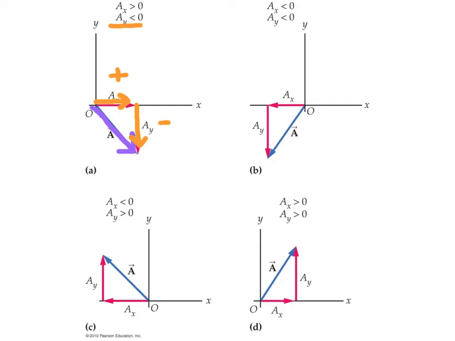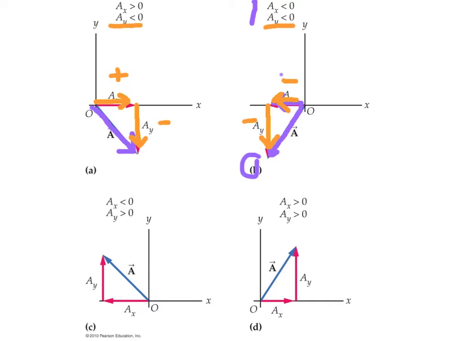Alright, now let's say we had a vector, example B, that points down and to the left. Ax would be less than 0. It would be pointing to the left, which is generally negative on the x-axis. Oh, I need to switch colors to avoid confusion. So that's pointing to the left, generally negative on the x-axis. And the y component would be pointing downward, which is also generally negative. And you can see ay less than 0.